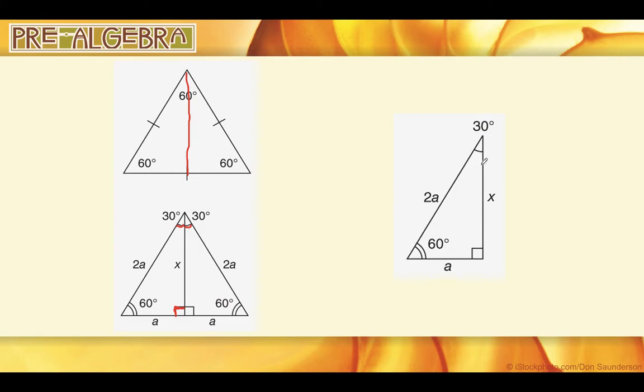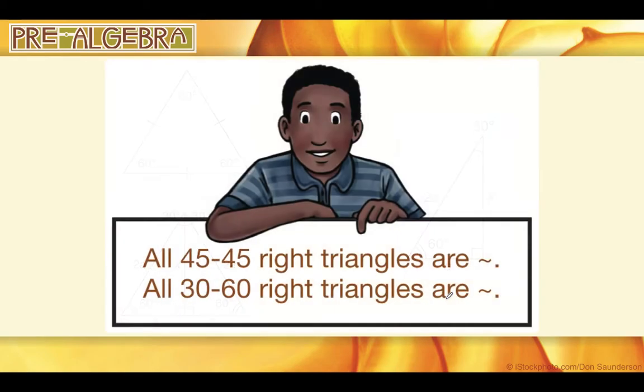So notice here again we've got a 30, 60, 90 triangle. We could draw the triangle where the 60 degree is up there and the 30 degree is there. As long as you have a 30, 60, 90 triangle, that will give you the correct answer. All 45, 45 right triangles are, does anybody remember what this symbol is? Similar. All 30, 60, 90 right triangles are similar as well.